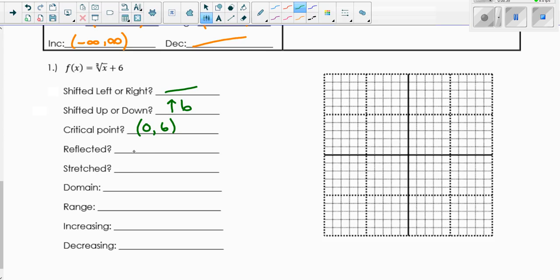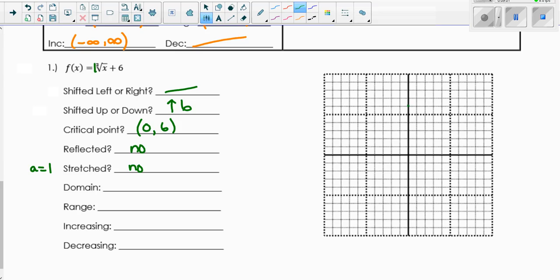Okay. Has it been reflected? No, because my a value is positive. This is a positive 1. Has it been stretched? No, because my a value is 1. Stretched is anything other than 1. So 1.5, 2, 1.6, -2.3. Something like that. My domain and range and increasing and decreasing are a lot easier to answer once I have a graph. So I'm going to graph it first.